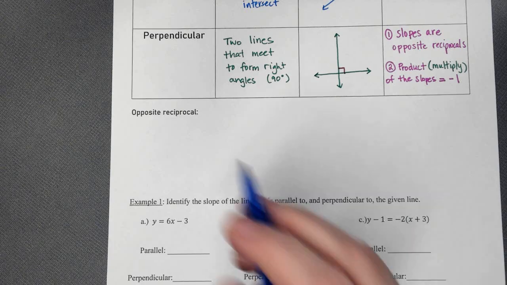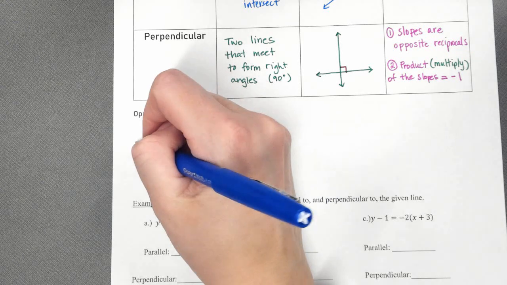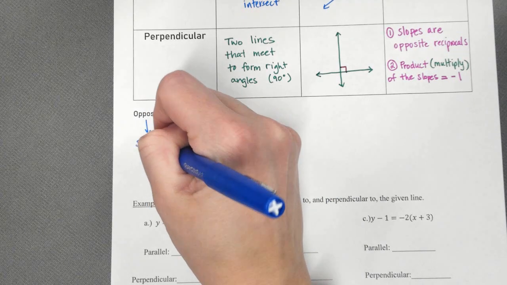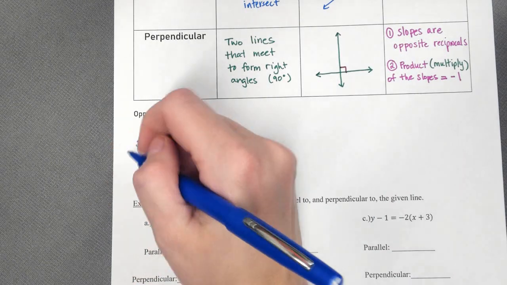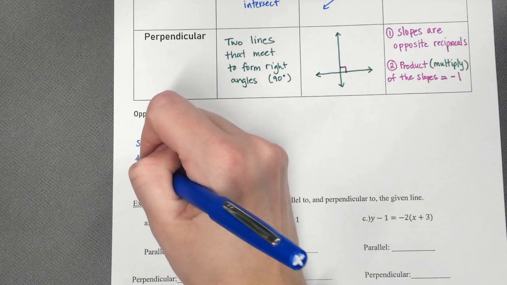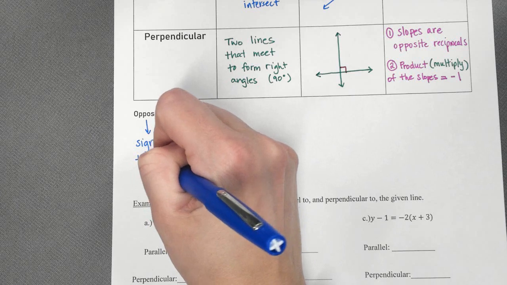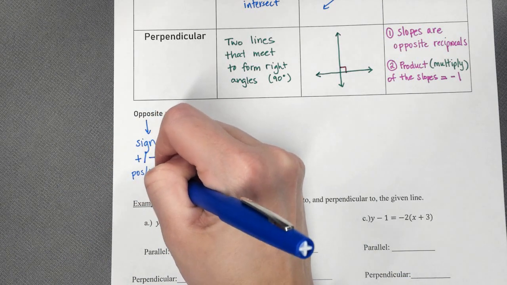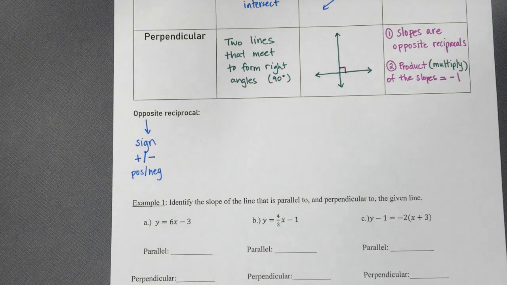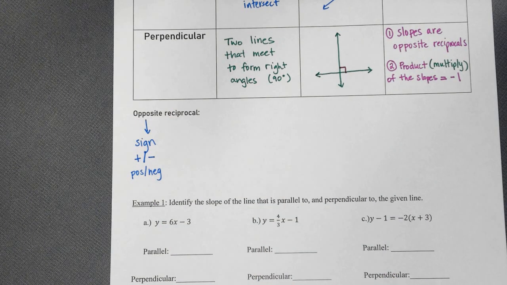So when something is opposite in math, it refers to the sign in front. Okay, so the sign can either be positive or negative. So if it's positive, it goes to negative and vice versa. So if they're opposites, one is positive, the other is negative. Or one is negative and the other is positive.